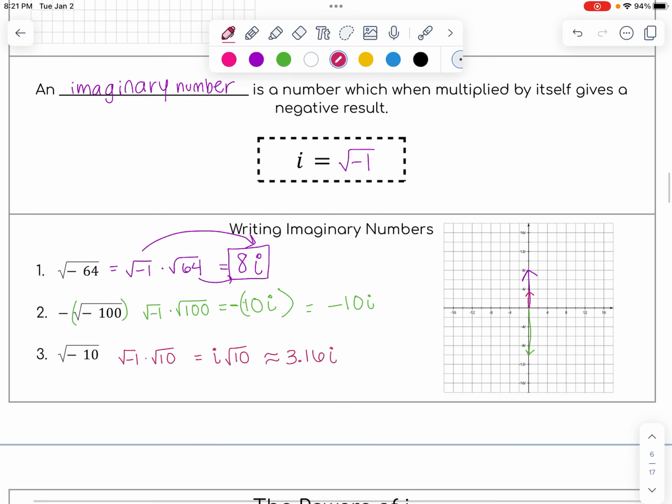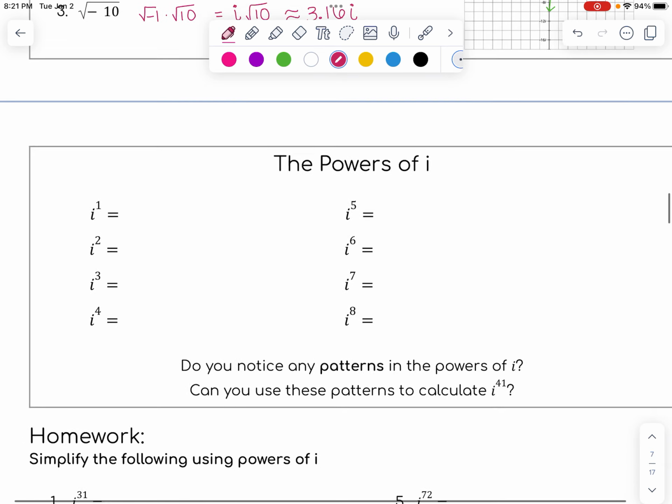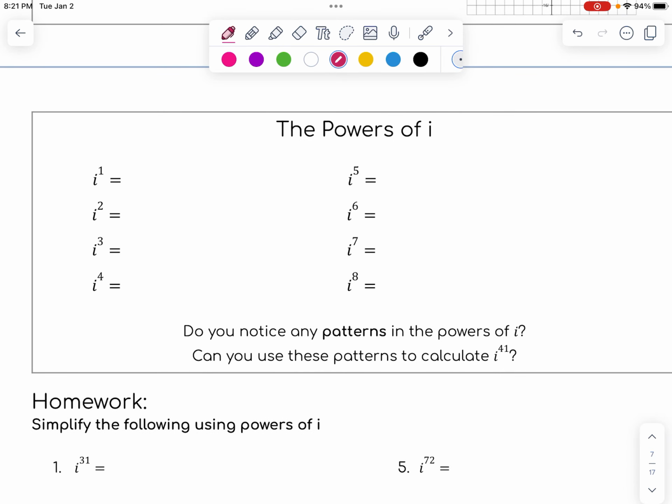Now, with imaginary numbers, there's also imaginary numbers to powers. So sometimes we have to simplify radicals to find the imaginary numbers, but sometimes we have i raised to a power or an exponent. And so we're going to take a second to look at some of the first few powers of i. i to the first power? Well, that's just i. And what do we know that i is equal to? i equals the square root of -1.